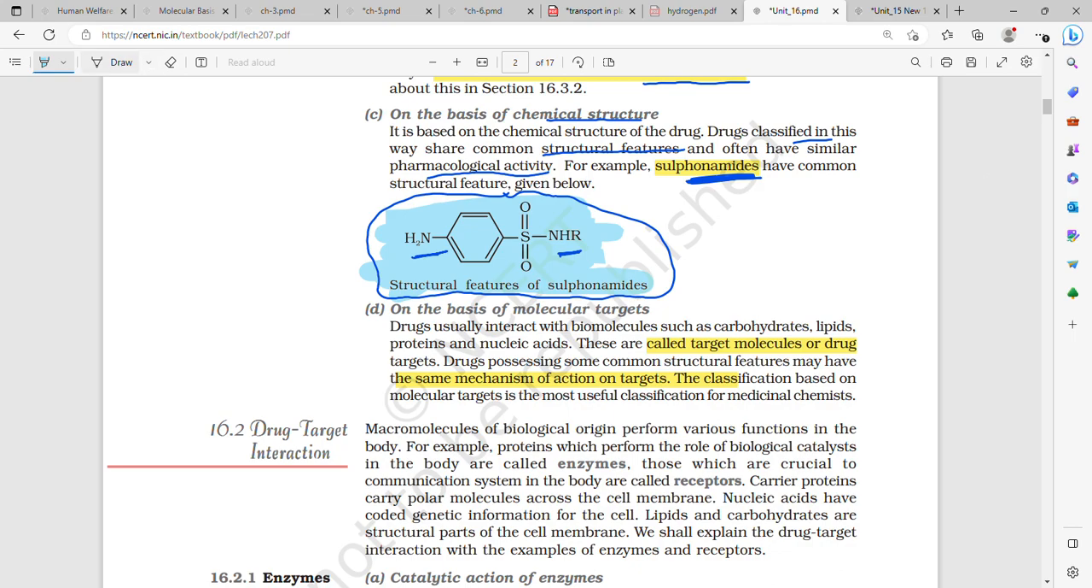And lastly, on the basis of molecular targets, drugs usually interact with biomolecules such as carbohydrates, lipids, proteins and nucleic acids. These are called target molecules or drug targets. Drugs possessing some common structural features may have the same mechanism of action on targets. The classification based on molecular targets is the most useful classification for medicinal chemists.